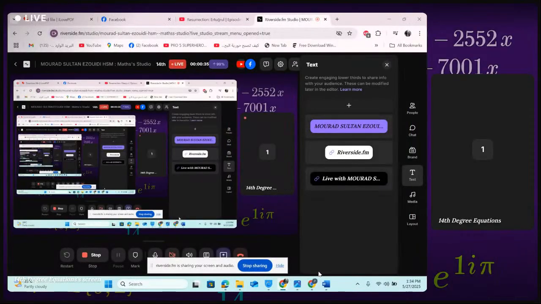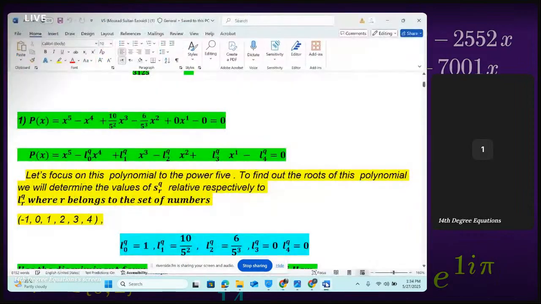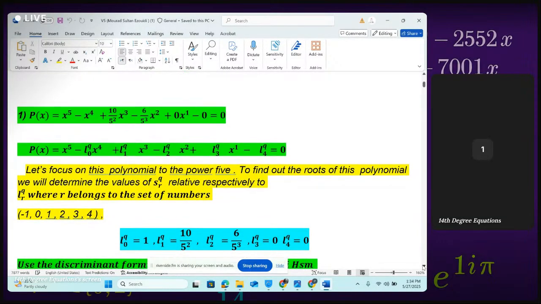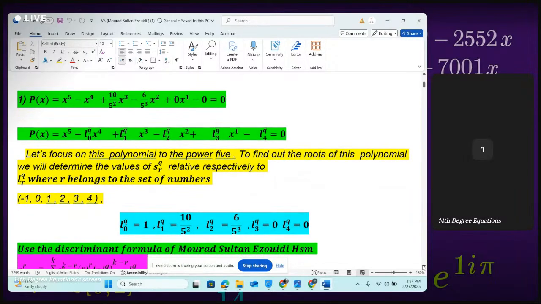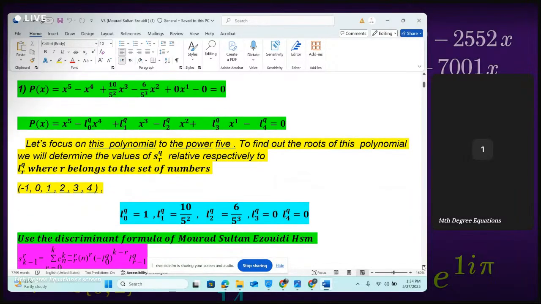How does he actually solve these equations, and how does the method play out in the examples, especially for polynomials of degree 4, 5, and 6? Right. And the source really centers on introducing and then applying a specific technique. It calls it the discriminant formula of Mourad Sultan Ezouidi Hism. Yeah, and the paper uses this formula as the key tool.